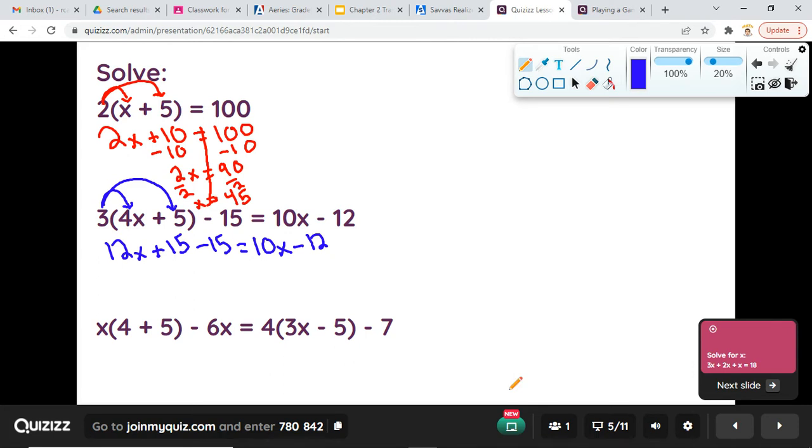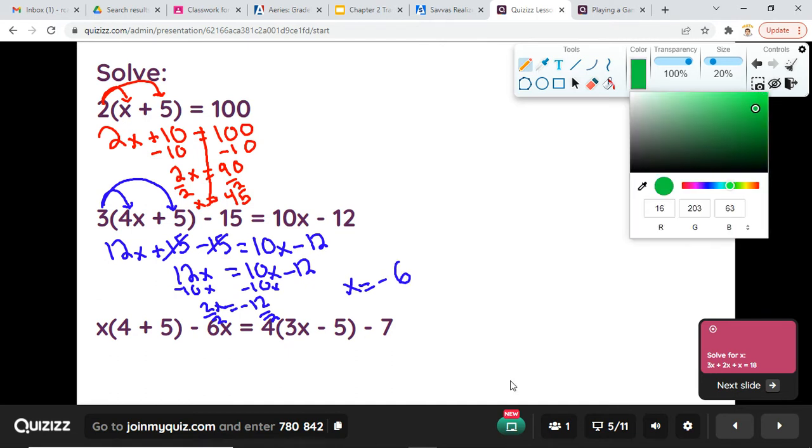All right, now we need to combine some like terms here. I have a positive 15 and a negative 15, so those will cancel out. On the left side of my equation, I'll just have 12x is equal to 10x minus 12. Now I can subtract 10x from both sides and get 2x is equal to negative 12. And when I divide by 2, I will get x is equal to negative 6.